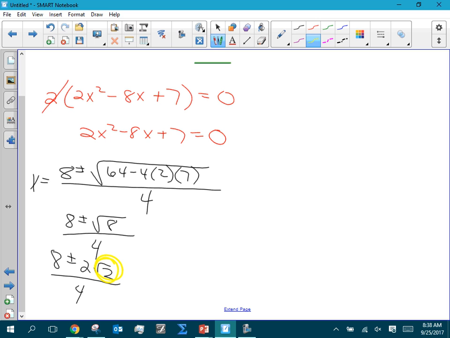Can I cancel that factor of 2 out? Put the 2 into the denominator? No, it's locked inside that radical, so we can't touch it. Okay, so you're just going to do 8 divided by 2, and then 2 divided by 2. So you should get 4 plus or minus radical 2 over 2.